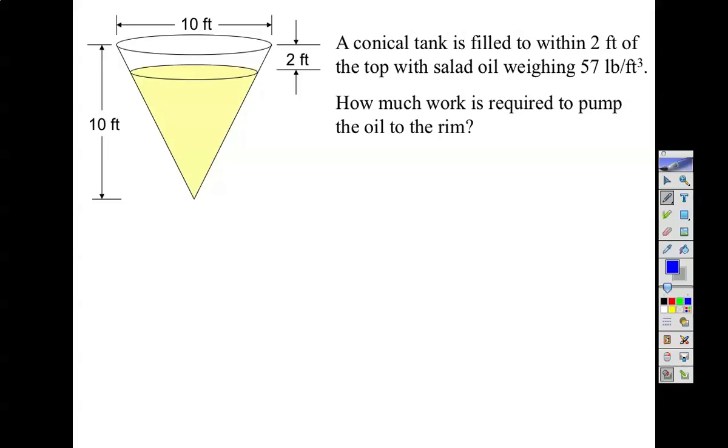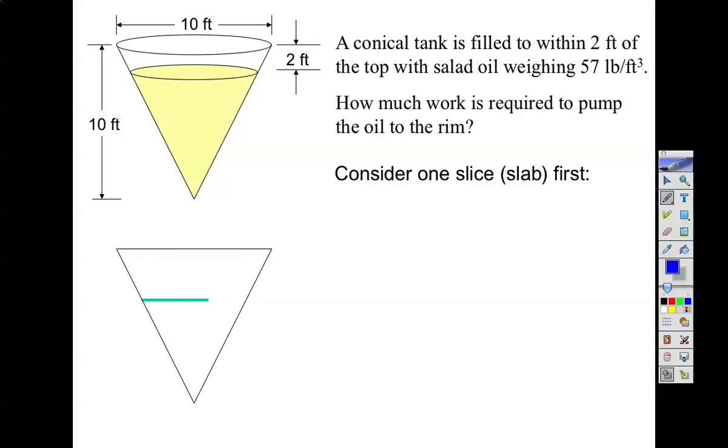Okay, now let's talk about our setup here. What would change? The integral would be 0 to 8, right? Because the oil is only from 0 to 8. This would be 57. Now, one slab. There'd be one cylinder-shaped slab. So it would still be a cylinder, so it's still pi r squared h. So we could still have pi.